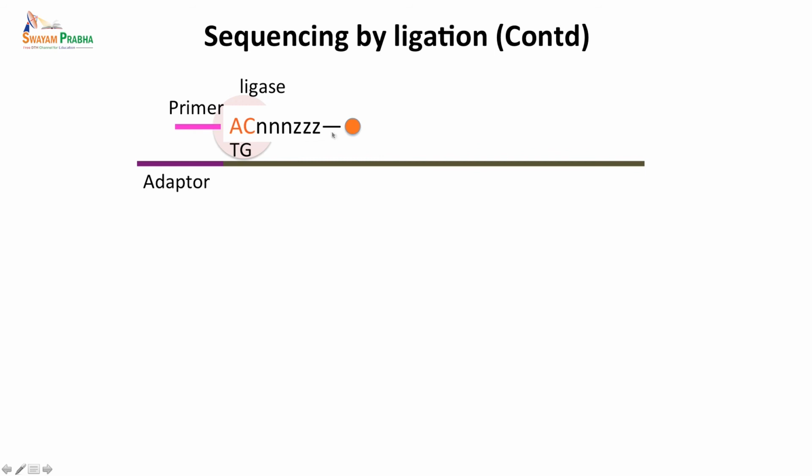Now you remove these 3 Z's and this orange, and then come back with another probe. Supposing the sequence here was AG, then TC will bind. Again you read the fluorescence, then remove the last 3 and this fluorescent tag, and come back with all the other probes. Supposing the sequence here was CG, then GC will bind here, and again removal of 3, and then supposing GG was here, so CC will bind. So this first cycle is done.